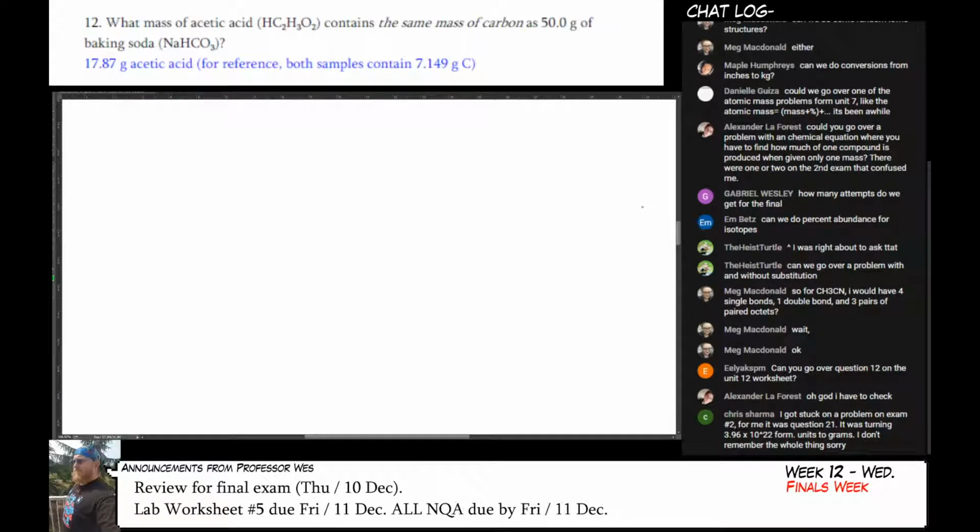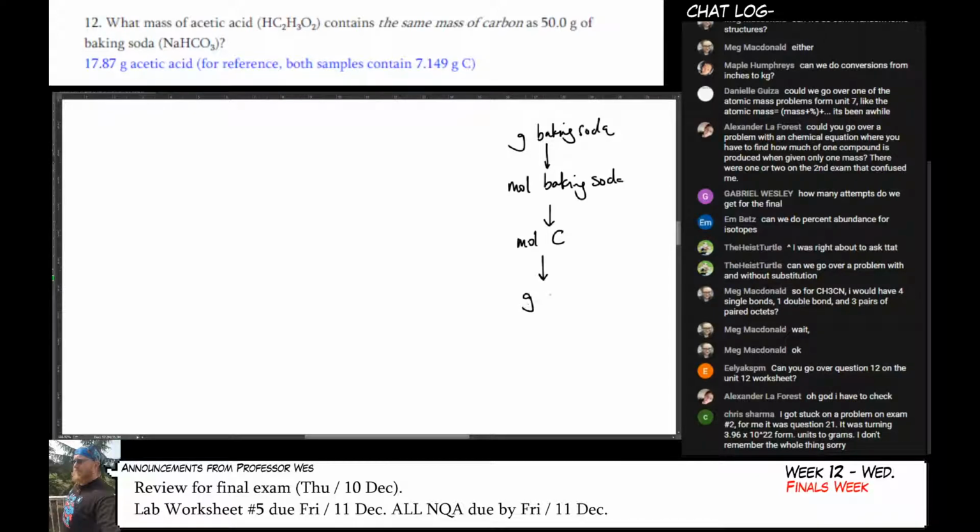All right, what mass of acetic acid has the same mass of carbon as 50 grams of baking soda? So, if you know how many grams of baking soda you have, you could feasibly turn that into moles of baking soda. And if you know how many moles of baking soda you have, you could figure out the moles of some component of it. I'm going to pick this component because that's what the problem's asking me. How much carbon is in there?